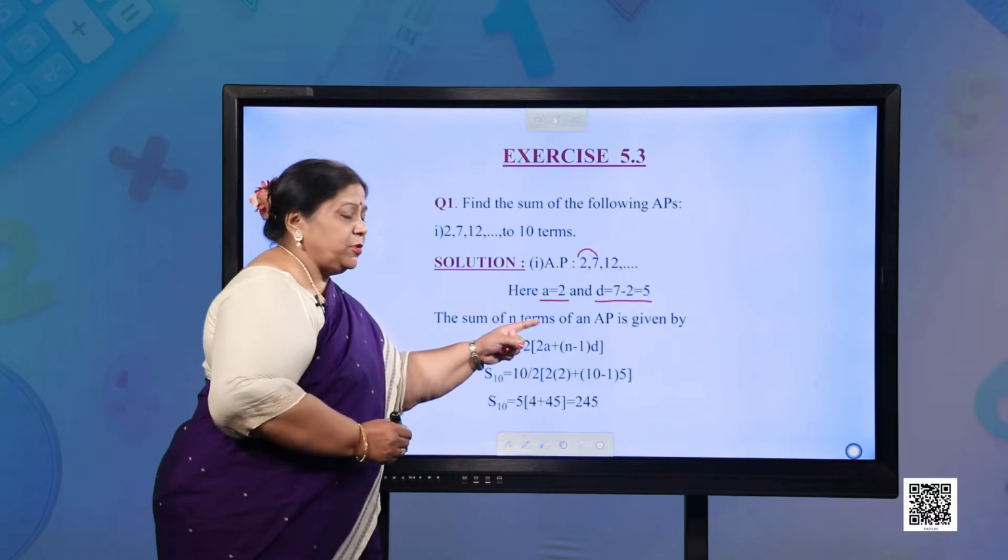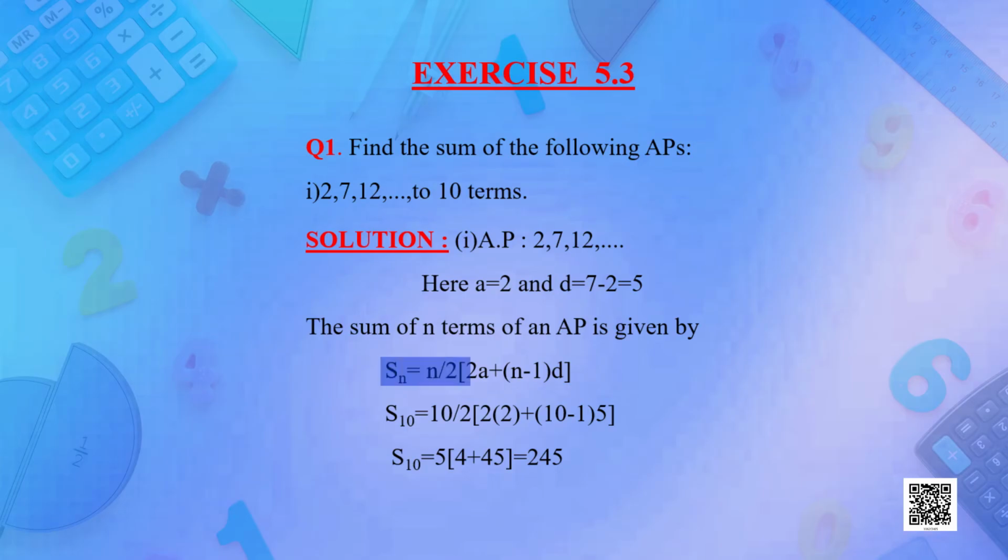Sum of n terms of an AP is given by, what is the formula? S_n is equal to n upon 2 into 2a plus n minus 1 into d. We are substituting the values, n is 10 upon 2 into 2 plus 10 minus 1 into 5, which on simplification gives us 5 into 49, that is 245. I hope you have understood, children. Let us go to the next part.